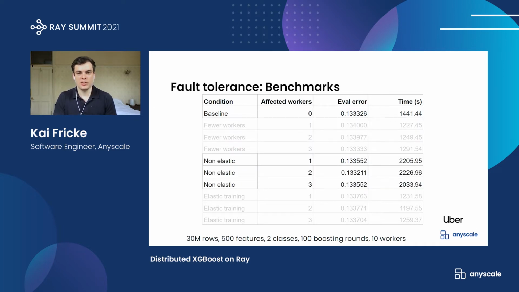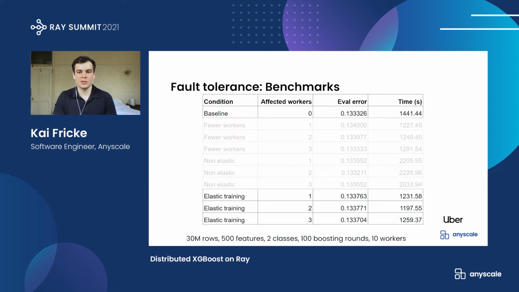Next, we'll check the non-elastic training. The actors die after about 50% of the training time. The eval error is slightly better than in the fewer workers condition, which makes sense as we continue to train on the full dataset. We sometimes achieve better performance than in the baseline, so generally we can say we are on par. However, it takes almost twice as long to train, mostly because we wait for the failed actors to reload their data, which makes up a huge chunk of the workload.